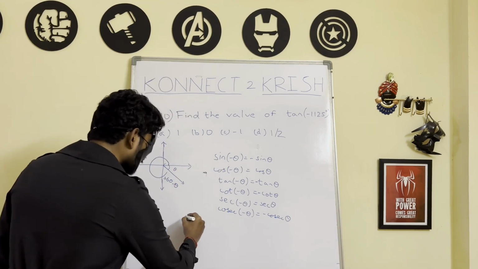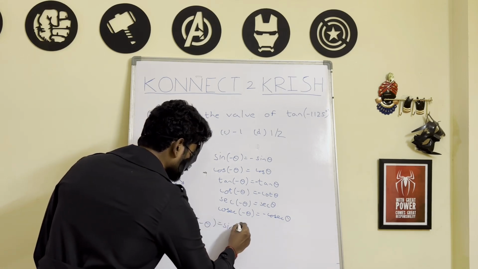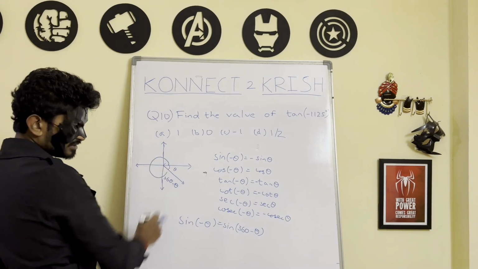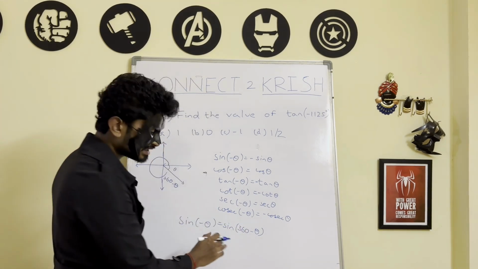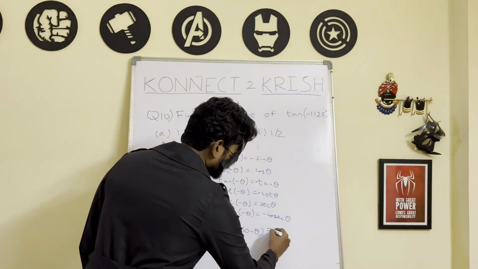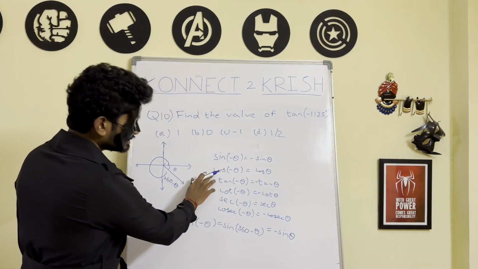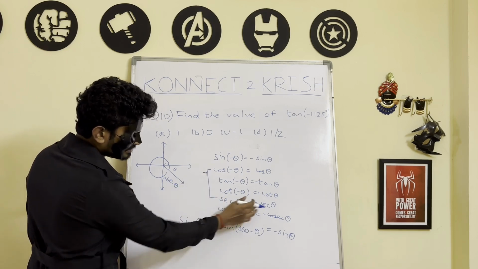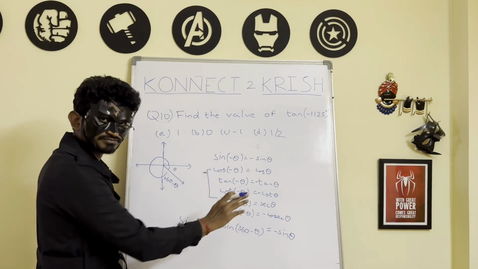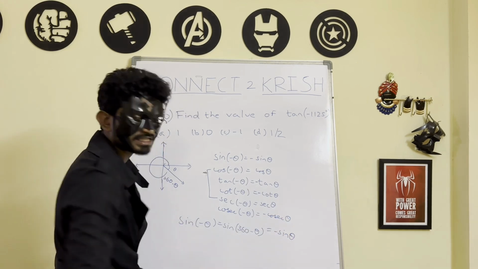So how can I write sine minus theta? Sine minus theta is nothing but sine of 360 minus theta. We are calculating in this direction now. So 360 minus theta will be lying in the fourth quadrant. In the fourth quadrant sine will be negative, that's why it will be minus sine theta. But for cos and secant, this will turn into positive because in the fourth quadrant these two values are positive. Rest all will be negative: sine, tan, cot, cosecant.